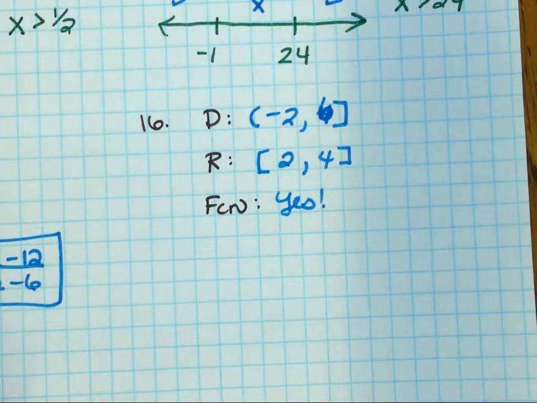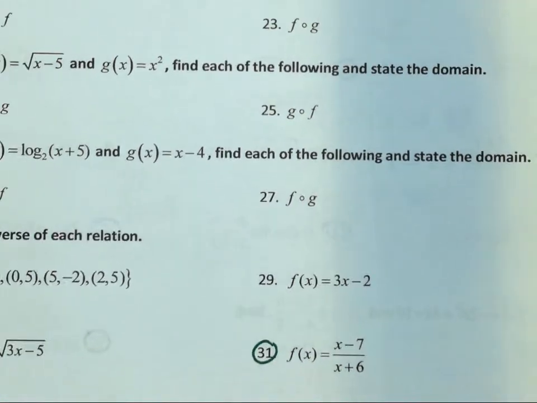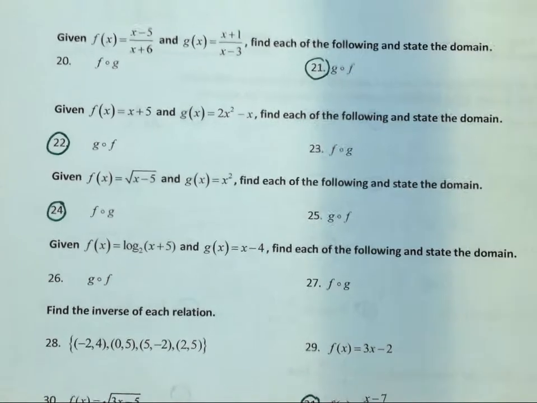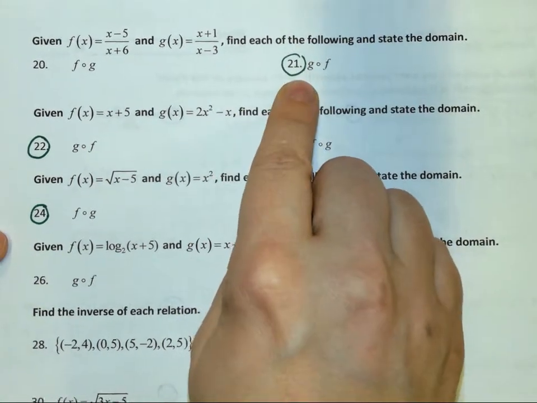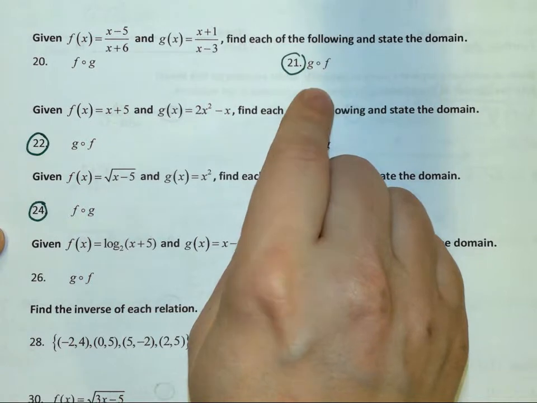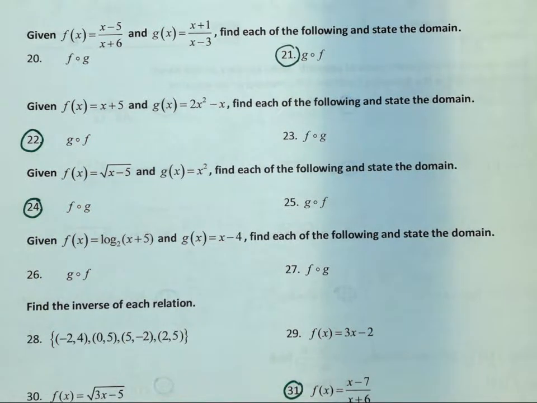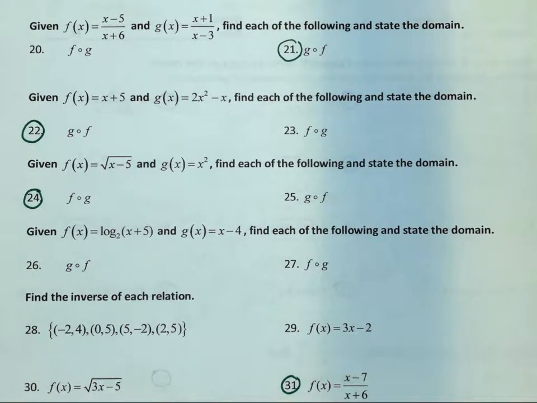The next ones I want you to do, we're going to do some of our compositions. It says, find each of the following and state the domain. That means you have to figure out what is G of F. You have to identify that, and then you have to tell me what the domain is. So I want you doing 21, 22, and 24. I'm trying to give us some of the hardest problems. Okay, go for it.